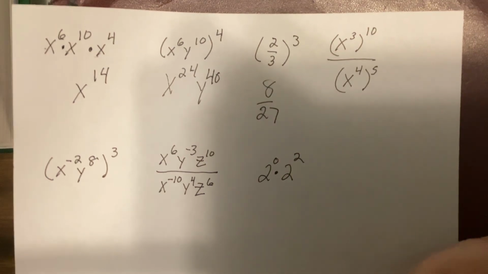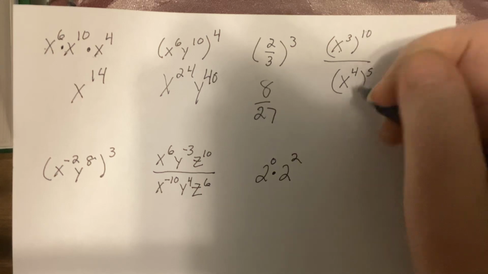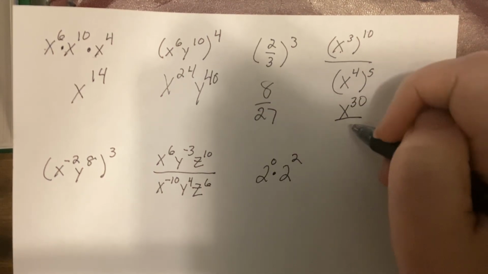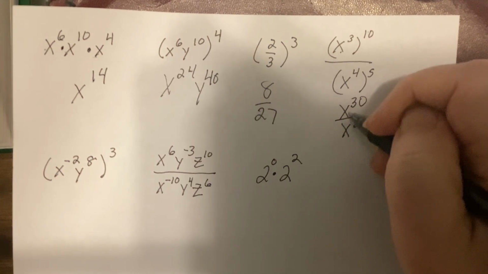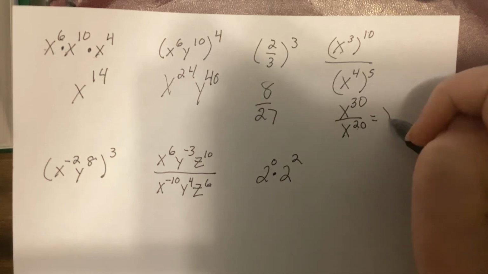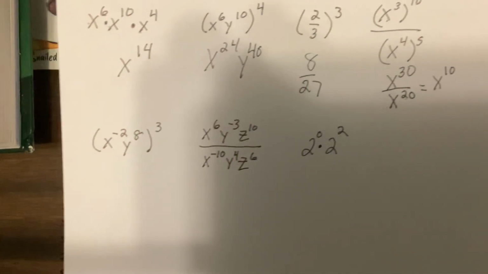Hey, we're cranking these. Here, raise a base to a power, then another power. You multiply the powers. So it's x to the 30th over x to the 20th. But wait a minute. When you divide two things with the same base, you subtract the powers. So the answer is x to the 10th. How are you doing? Did you get all 4?